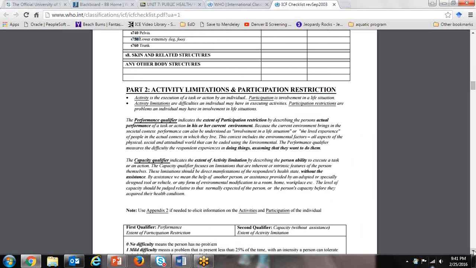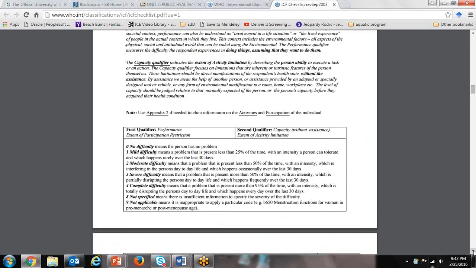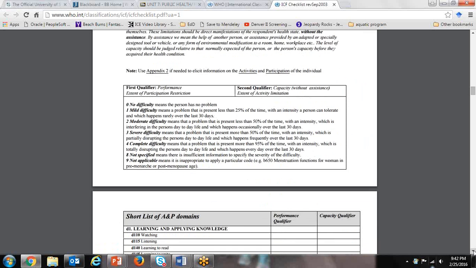For activity limitation and participation restriction, again, it gives you some definitions and it tells you that there are 2 qualifiers: a performance qualifier, which is the extent of participation restriction and actual performance of the task, and a capacity qualifier, which is the extent of the activity limitation described by their ability. So the first qualifier is talking about their performance or extent of participation restriction.